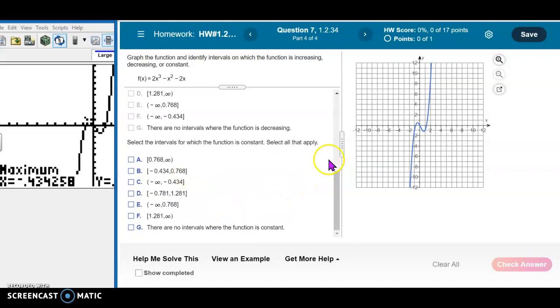And then all the intervals where this is constant. This is a polynomial. It's constantly turning, so there are no areas where it's constant.